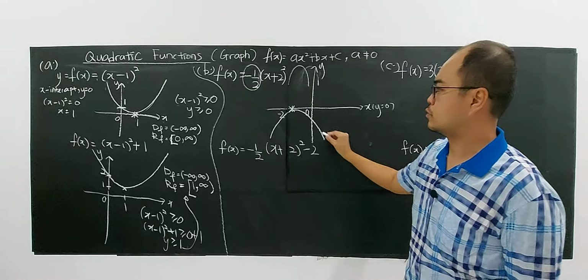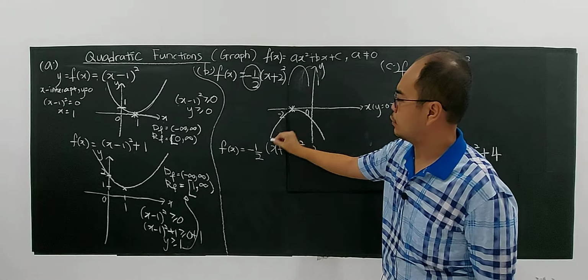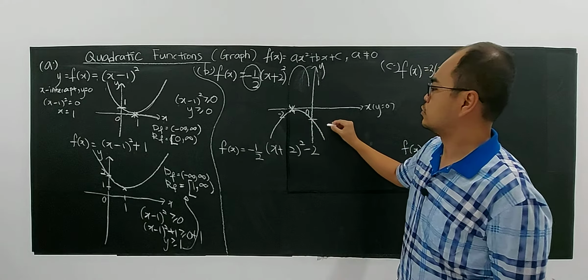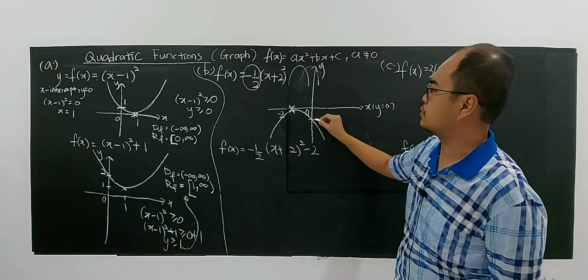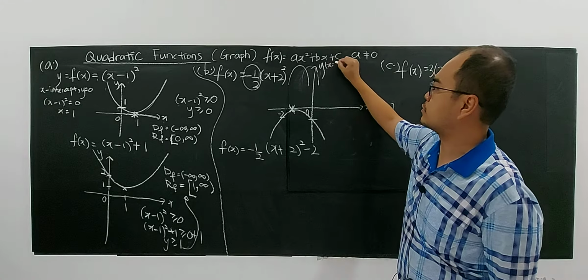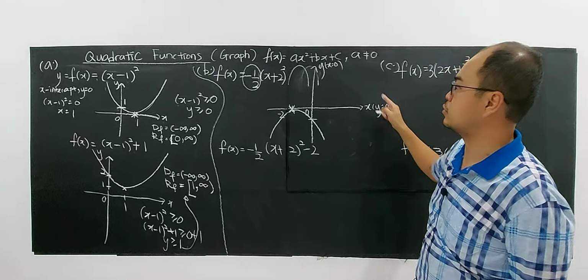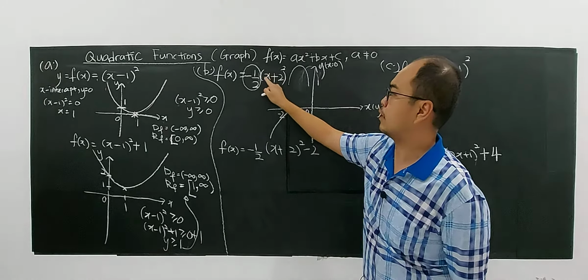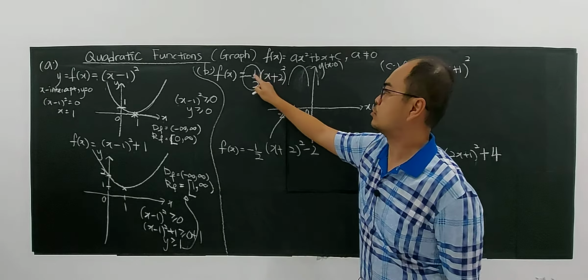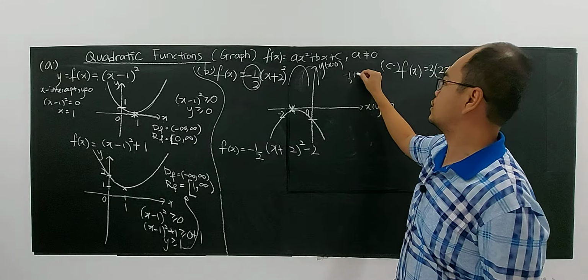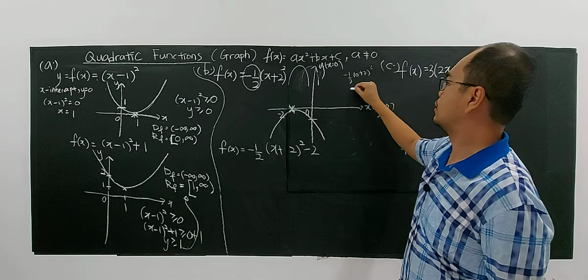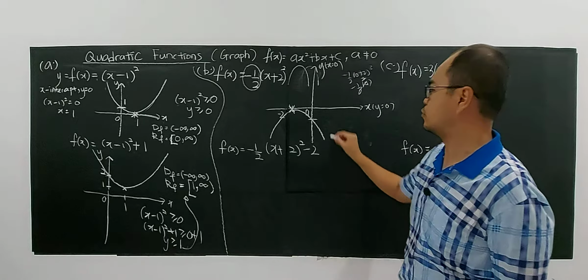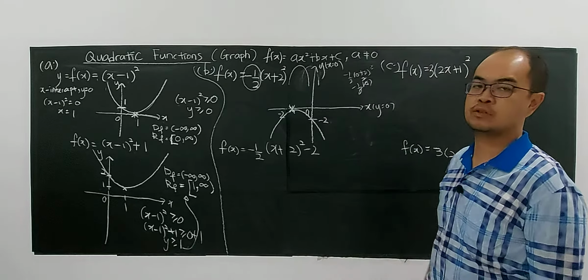This is the graph. It opens downwards and touches at x equals negative 2. To find the intercepts: the y-intercept is when x is 0, and the x-intercept is when y is 0. So when x is 0, you calculate negative 1 over 2 times (0 plus 2) squared, and you get negative 2. So you will get negative 2 here.